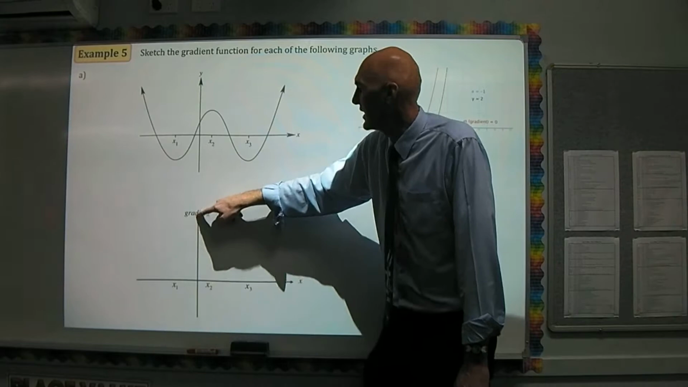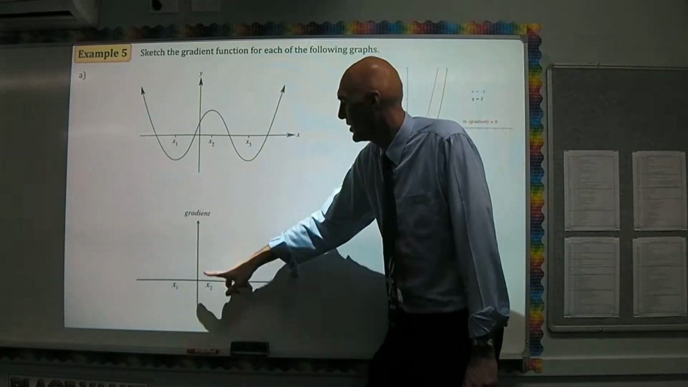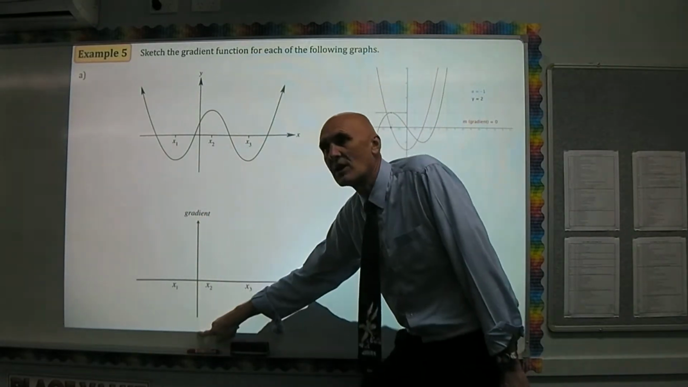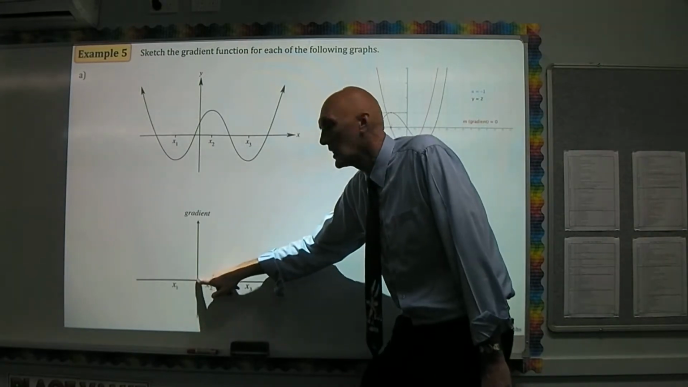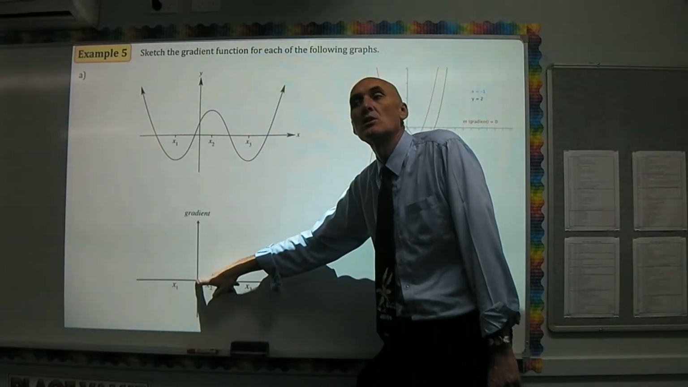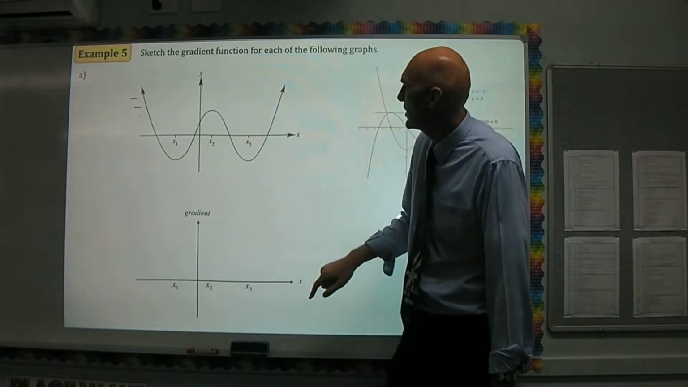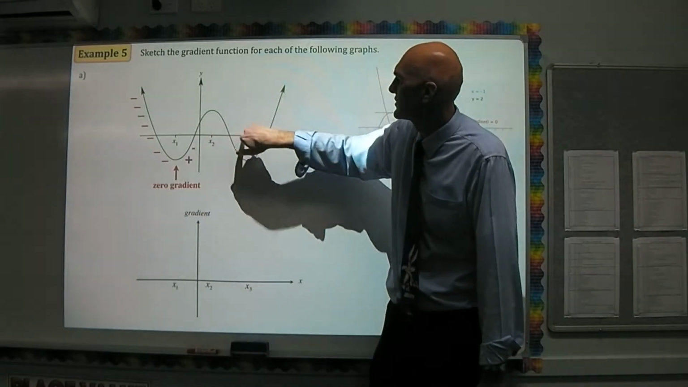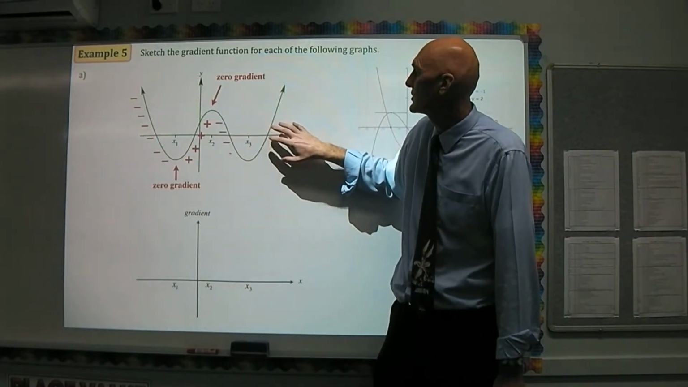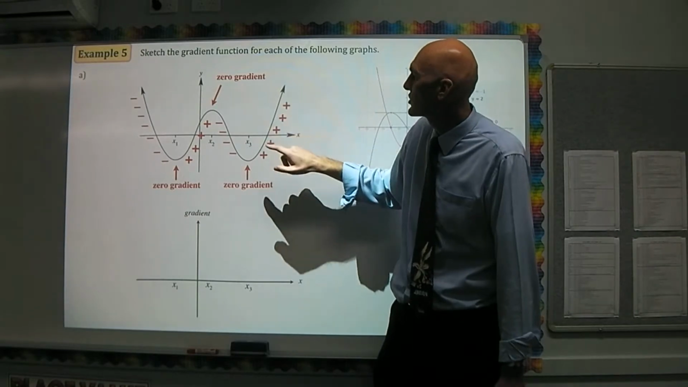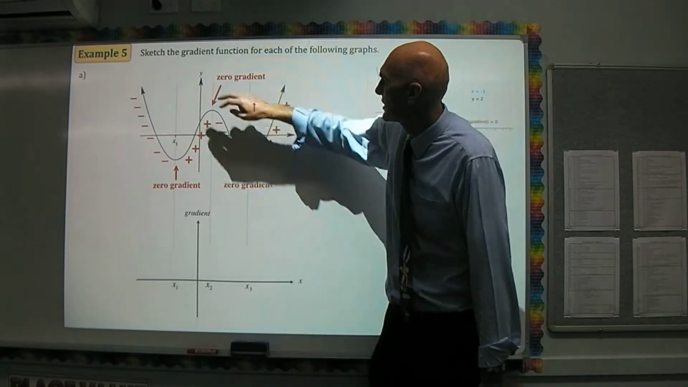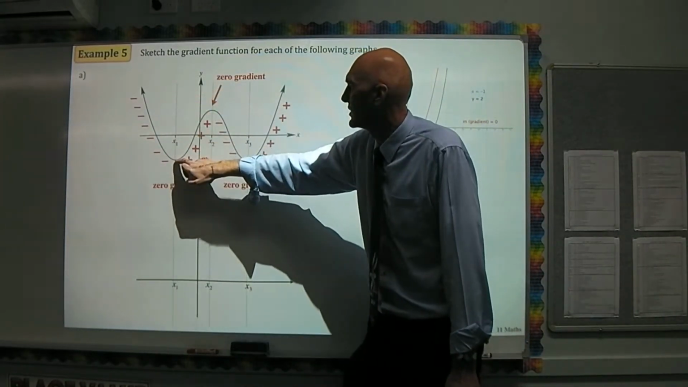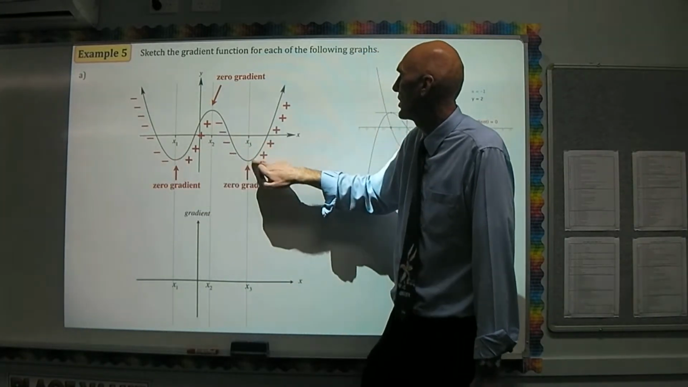Now, above the x-axis means the gradient's positive. Below the x-axis means the gradient's negative. On the x-axis means the gradient is 0. So I've now got negatives and positives like I put on my earlier graphs. If I focus on the 3 turning points, let's put some vertical lines through those turning points. That's the low point, the high point, the low point.